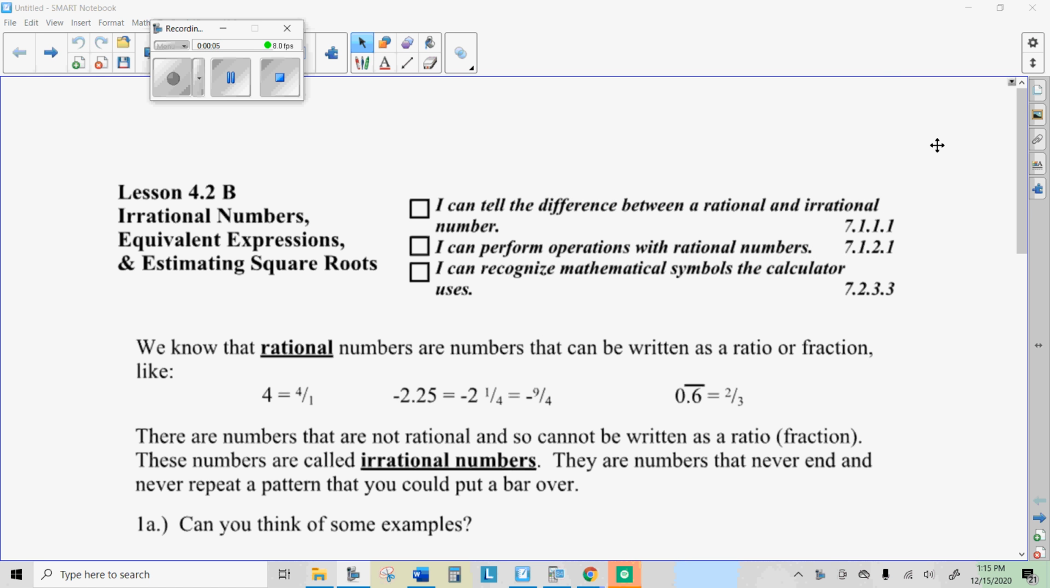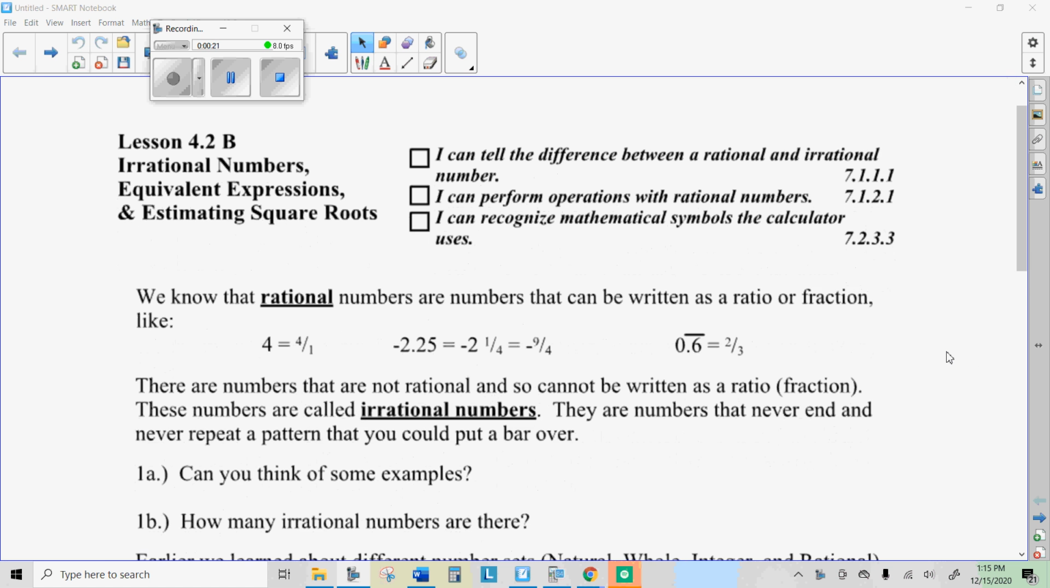Mr. Hermanson again. Today we're going to do lesson 4.2b. I'm going to introduce you to a new type of number called irrational numbers. And we're going to learn how to do some things like estimating square roots and things like that.